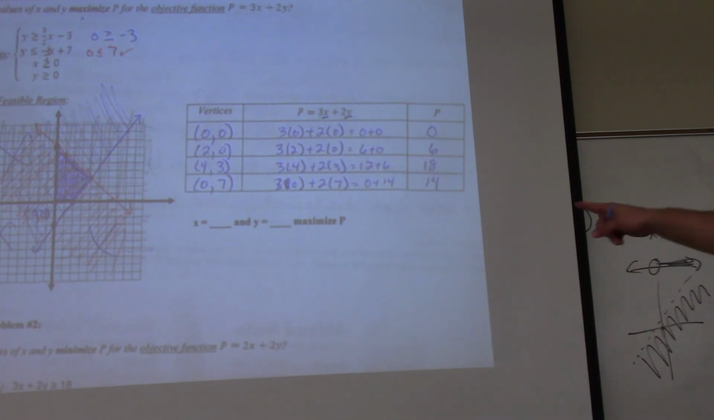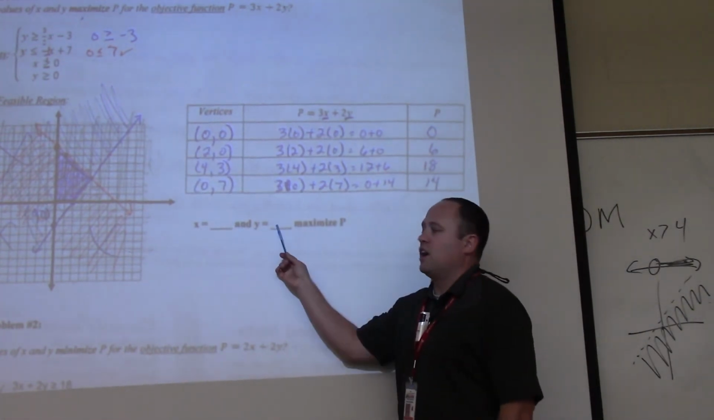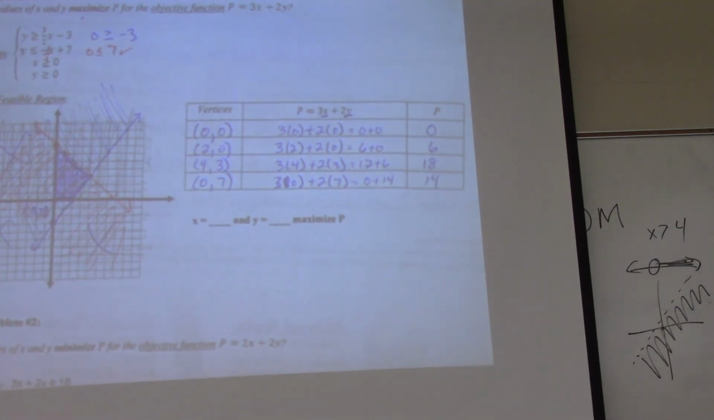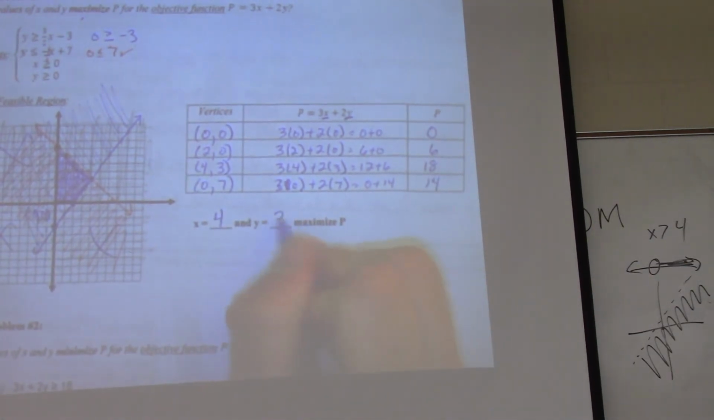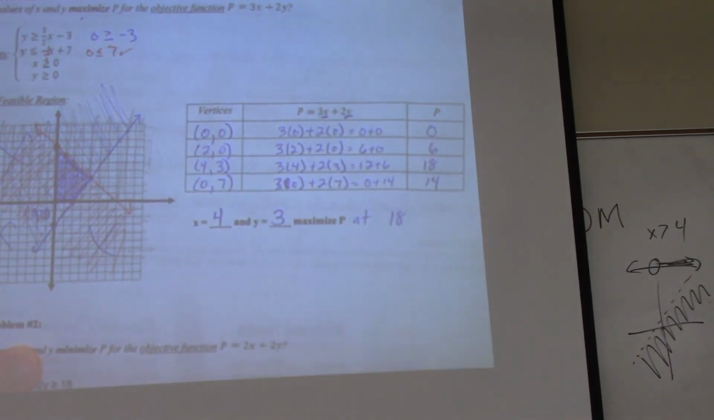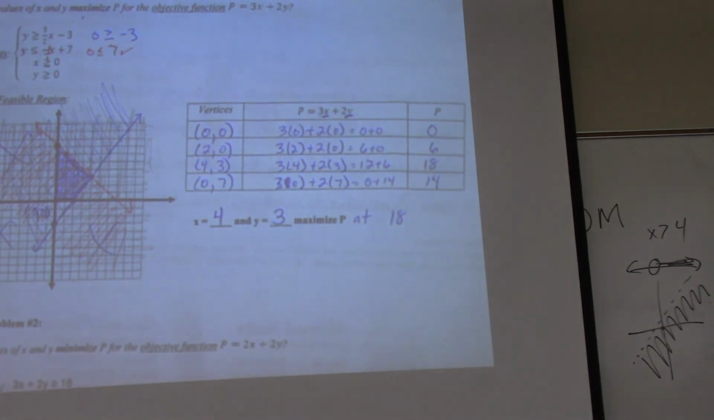(4, 3). And that's what goes here. What x and y maximize it is what goes here. So your x is 4 and your y is 3, and that maximizes P, matter of fact, at 18. And I do want you to say that too. Because not only is it the point at which it maximizes it, but we want the value that is our maximum as well.